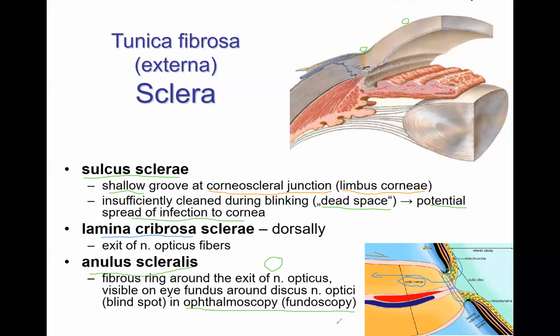And on the fundus you see two spots. One of them is the blind spot, the other is the yellow spot. And just around this blind spot where the optic nerve leaves, you can see these thickened margins, which altogether form a circle. That's why we call it scleral annulus. And it's well visible on the ophthalmoscopy figures, as I show you later.